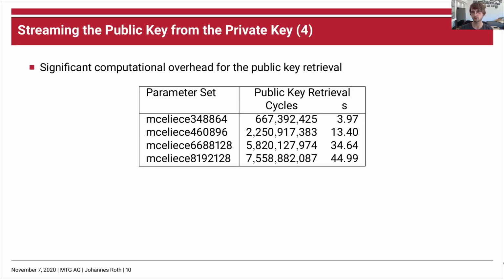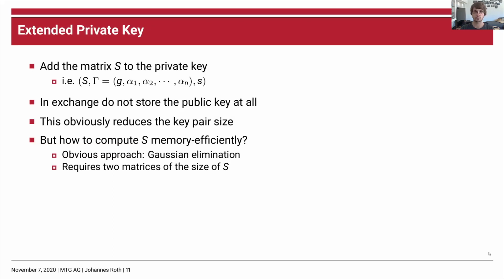The public key retrieval algorithm imposes a significant computational overhead. So for the smallest parameter set, we need around 4 seconds, and for the largest parameter set, around 45 seconds on our Nucleo board. In order for the previous algorithm to work, we somehow need the matrix S. What we propose is to store the matrix S in the private key, and then call this new private key extended private key. And in exchange for storing the matrix S, we do not need to store the public key at all, because we can simply recompute it, and we can recompute it in a memory efficient way.